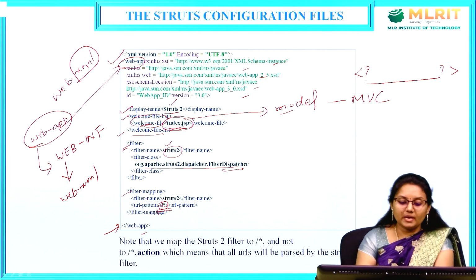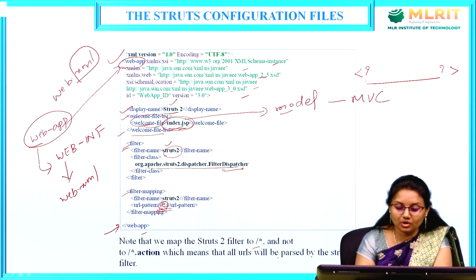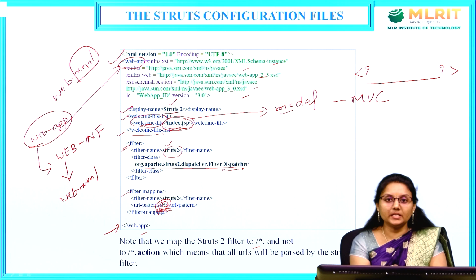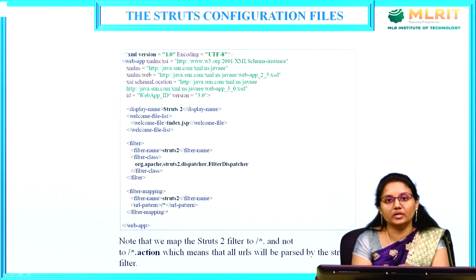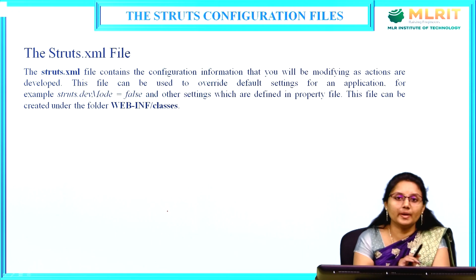So note that the mapping struts2 slash star dot action means all the URLs. So all the URLs we are talking about, but when it comes to the application, we need to give a specific path of which application you want to deploy. That is about the web.xml.